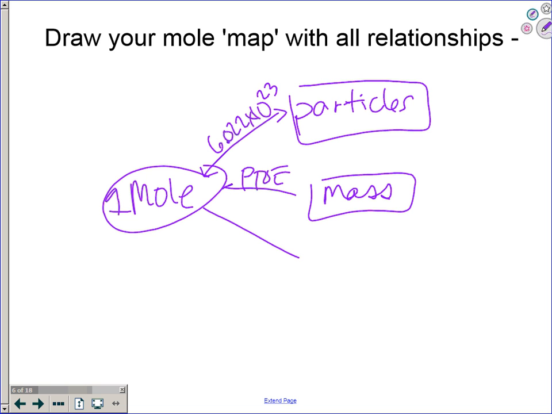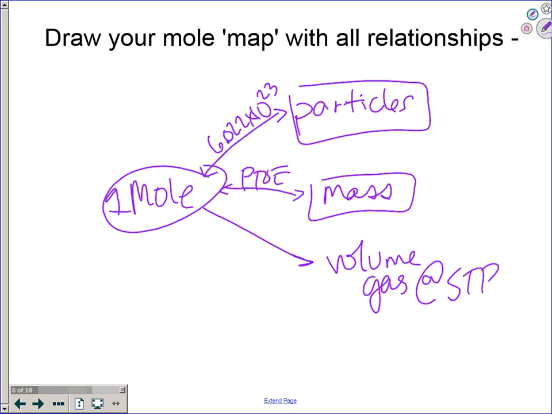These are double-headed arrows. You can go both ways with this with your stoichiometry. The mole will also relate to volume, and that's of a gas at STP, standard temperature and pressure. And that relationship number is what? 22.4. Then we have the idea of the internal mole ratio, and I'm just going to do a little re-loop. That internal mole ratio is you looking back on itself to say how many of that atom do I have inside of my molecule or inside of my formula.